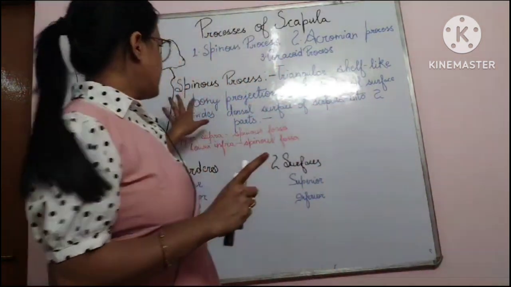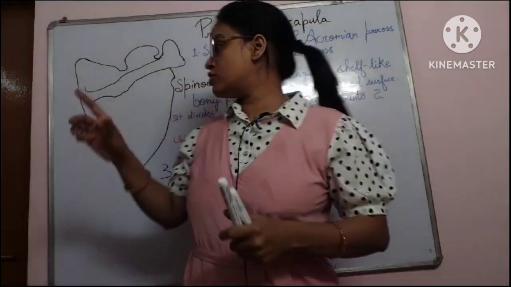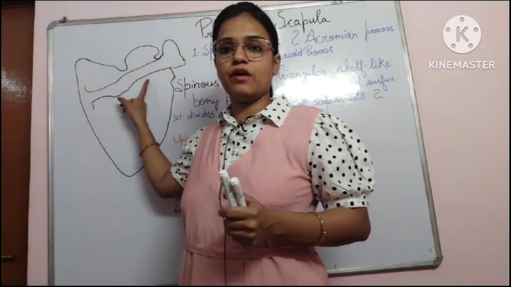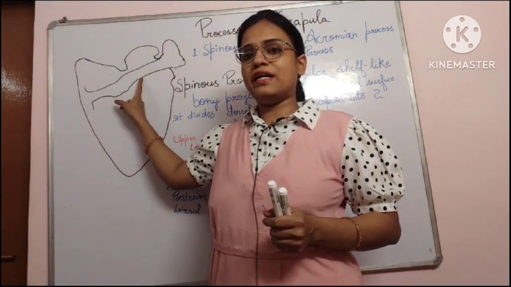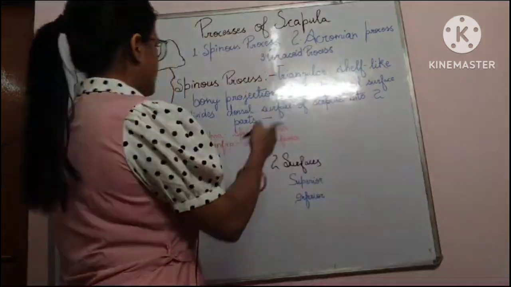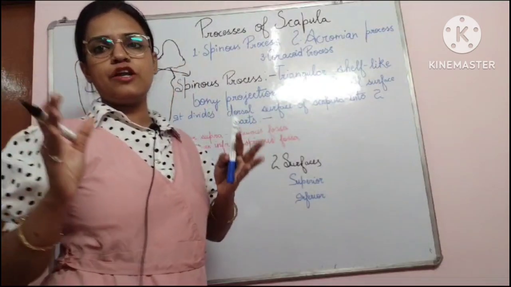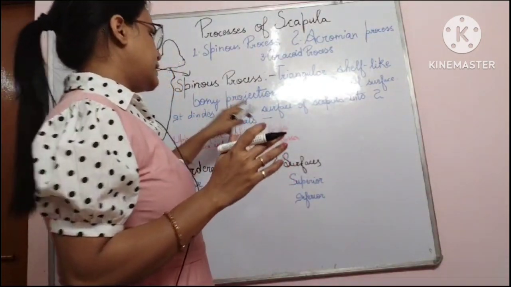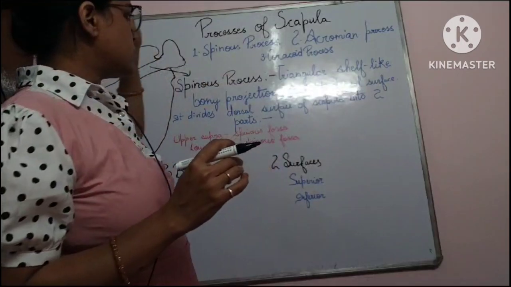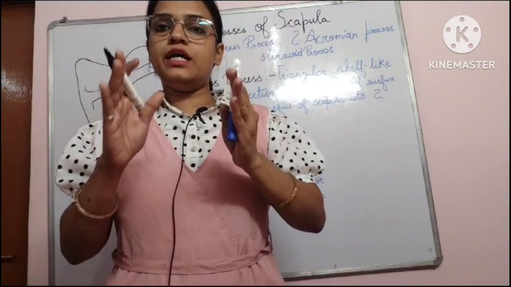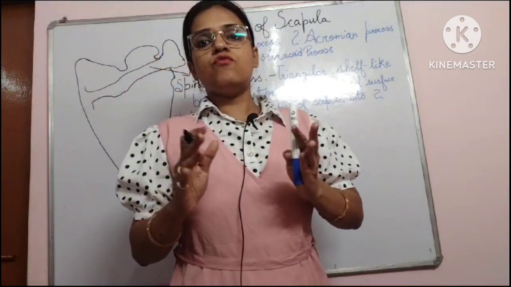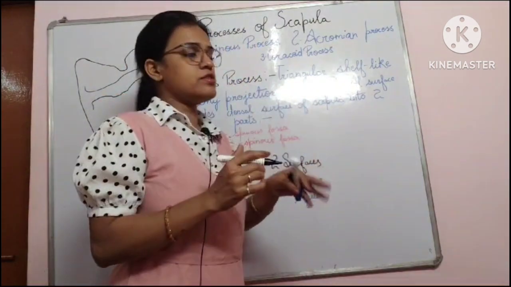Spinous process is located on the dorsal surface of the scapula. Here we have drawn the spinous process. This is the spinous process. It is a triangular shelf-like projection and it divides the dorsal surface of scapula into two major regions. What are the two major regions?